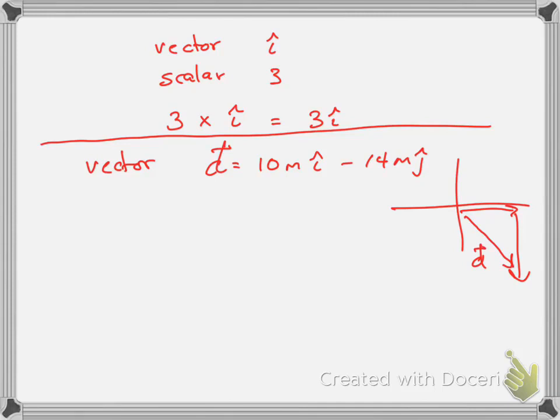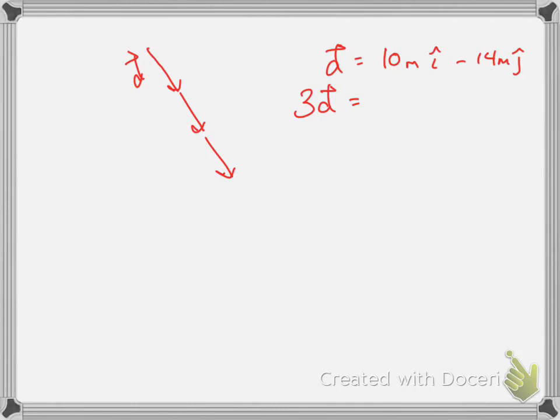And let's say I multiply that by the scalar 3, so 3 times d is equal to, right? It's going to be a vector, and I didn't leave myself enough room, so I'll draw it on a new page. If my vector was like that, d, then 3d should look like that, right? It's 3 times d, but it's also the same as multiplying the magnitude of each vector component by 3. So it would be 30 meters i minus 42 meters j.